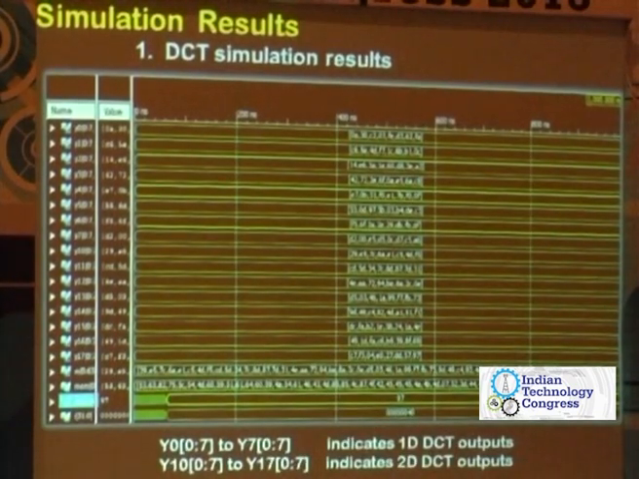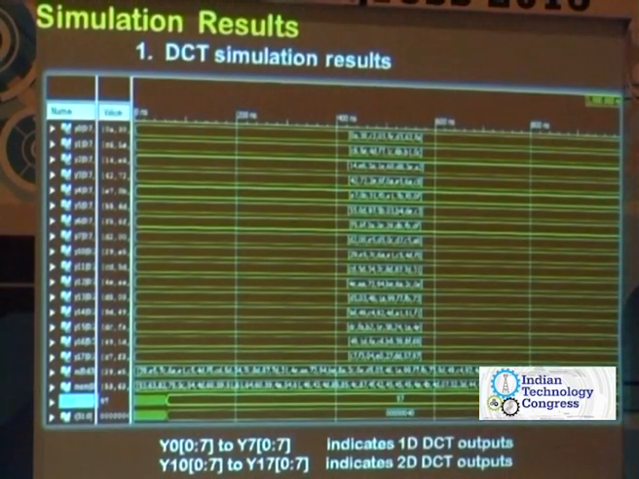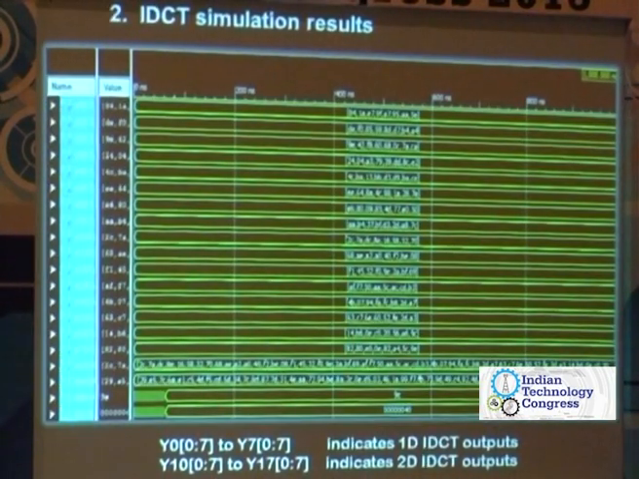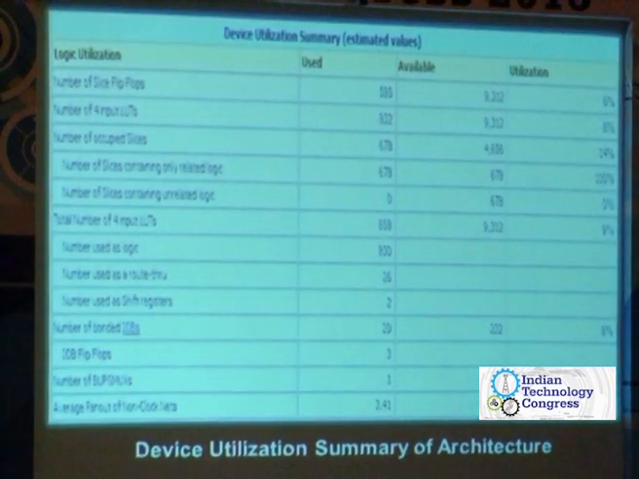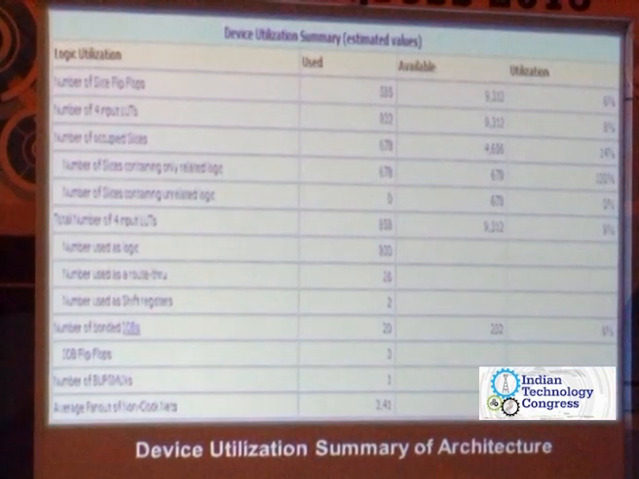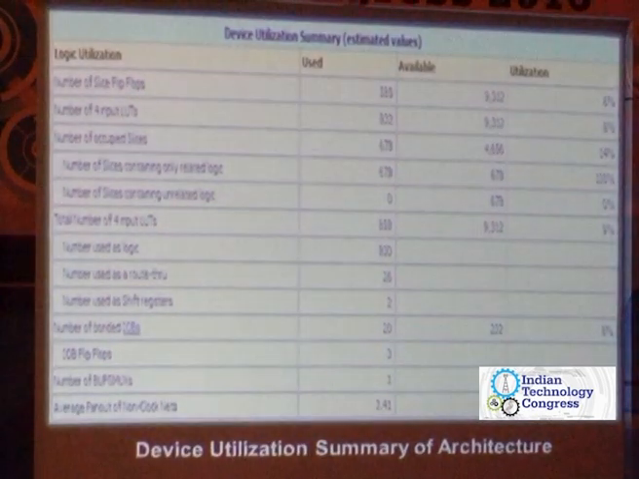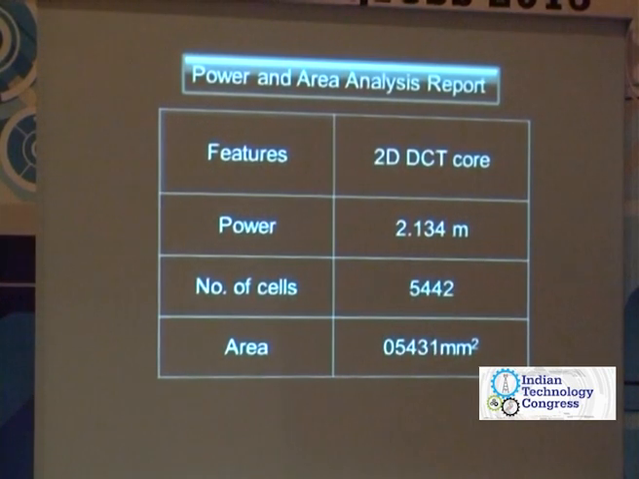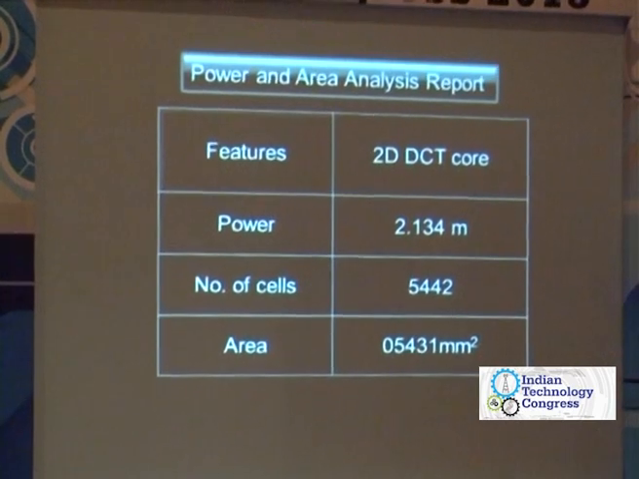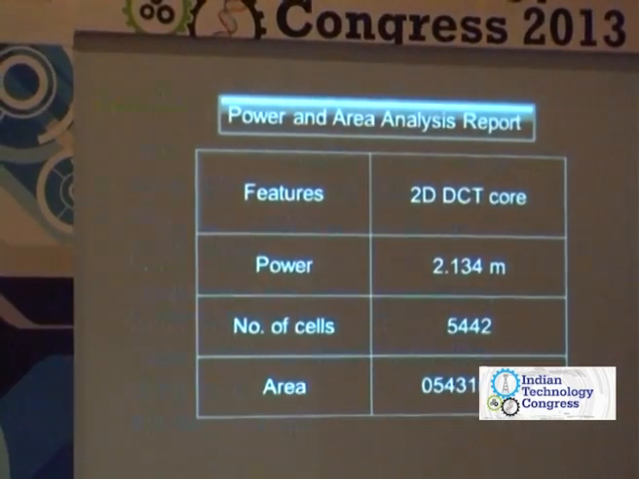These are the simulation results of the DCT, that is 2D DCT and 1D DCT outputs. And this is the simulation result of IDCT outputs, that is reconstruction. And these are the device utilization summary, where I conclude that the power utilization has been reduced due to the use of canonic signed digit representation and common sub-expression elimination along with the Loeffler algorithm. So for the power area analysis report, Cadence is used, and this indicates the number of cells used, the area used and the power utilized.